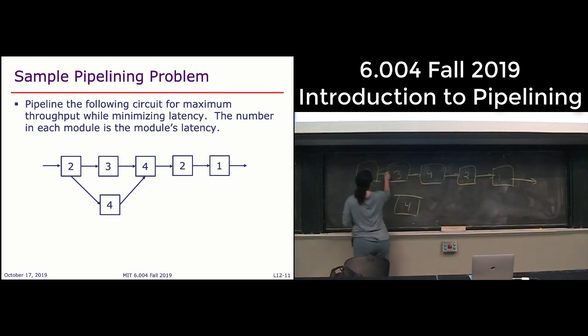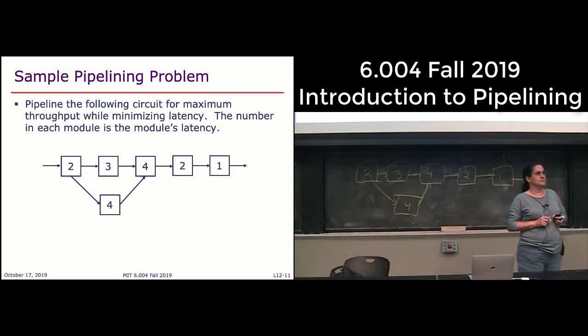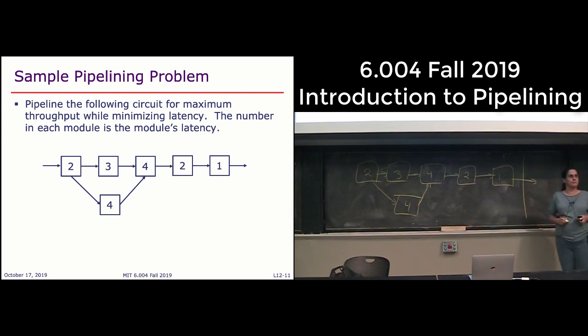So who can help me figure out how to pipeline this? So what's the first thing I need to do? What did our little recipe tell us we have to do? Where's my first contour? Yeah? Separate the inputs and outputs. Separate the inputs and outputs, and I do that by basically making a contour on my output.